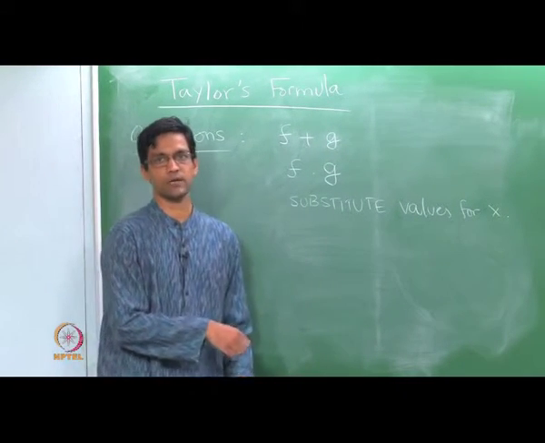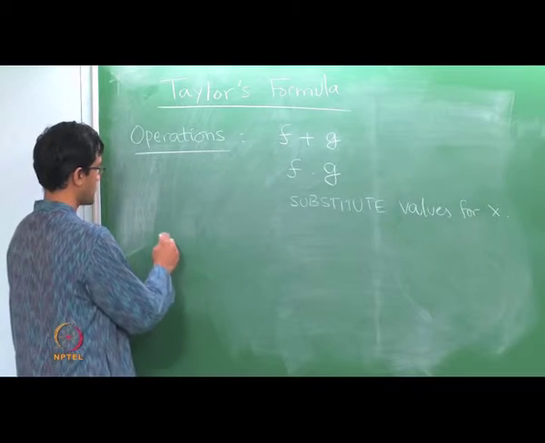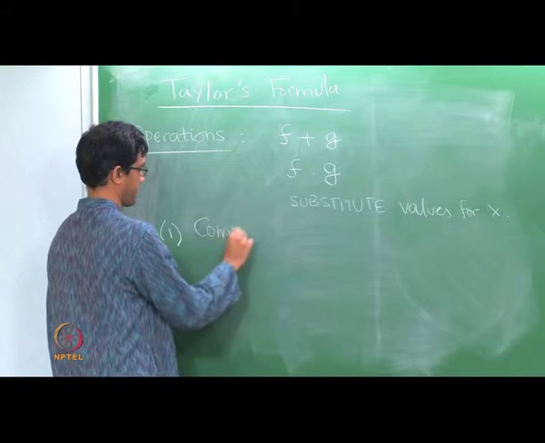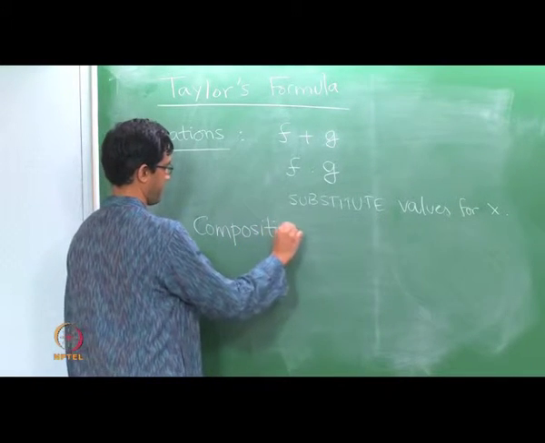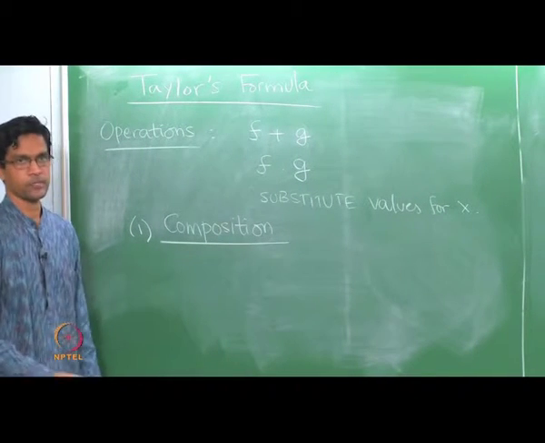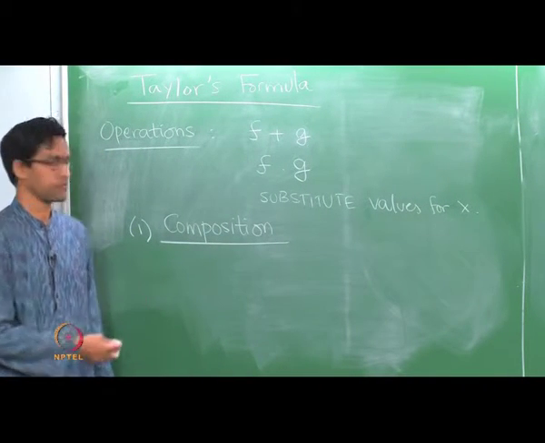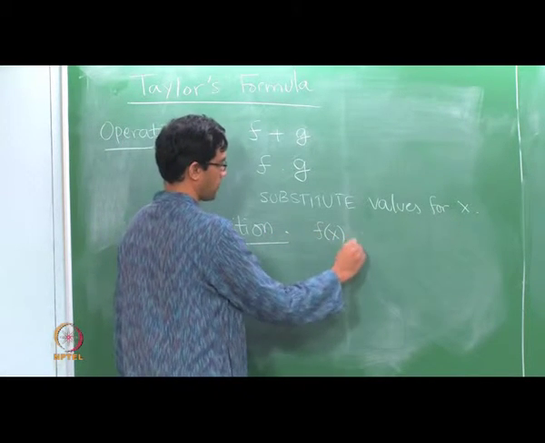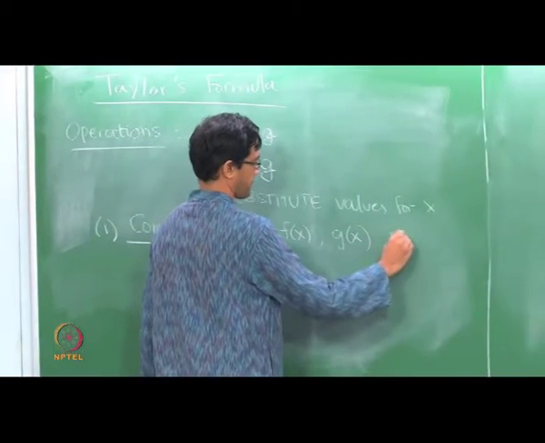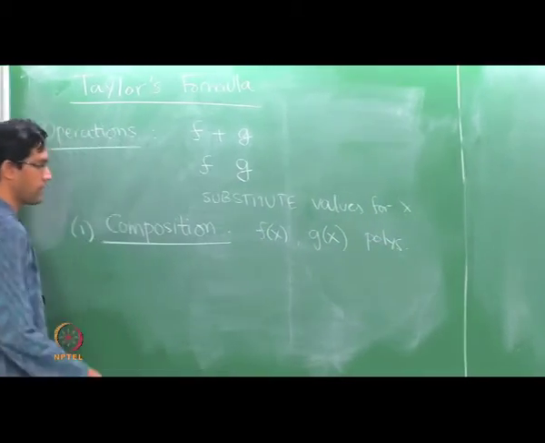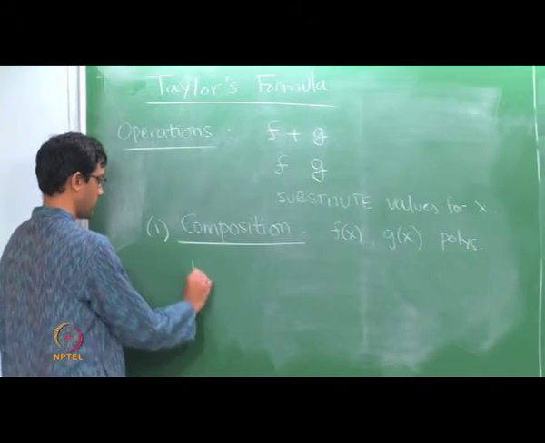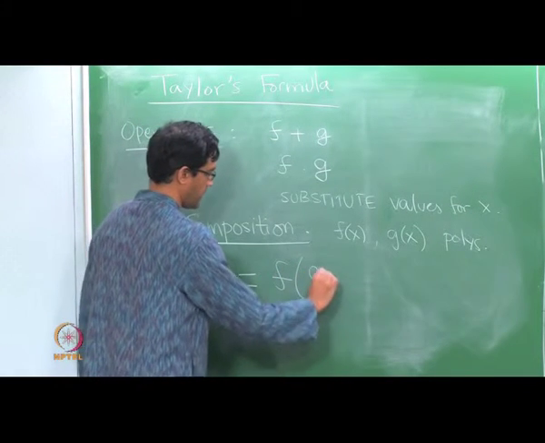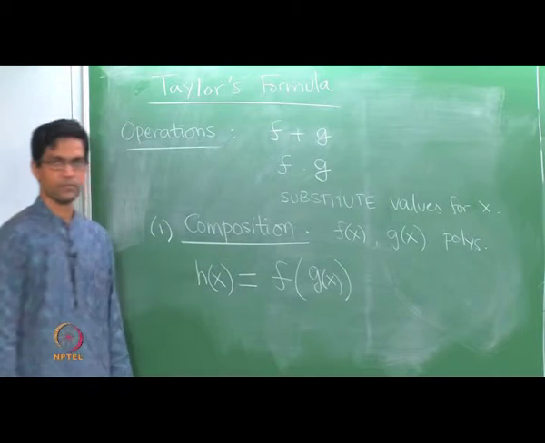But there are a few more operations that one can perform on polynomials, and let's start out by introducing two more operations on polynomials. One of them is called composition. Of course, again, must be quite familiar. So if f of x, g of x are polynomials, you can combine them to get a new polynomial. Their composition, called h of x, is defined to be f of g of x.